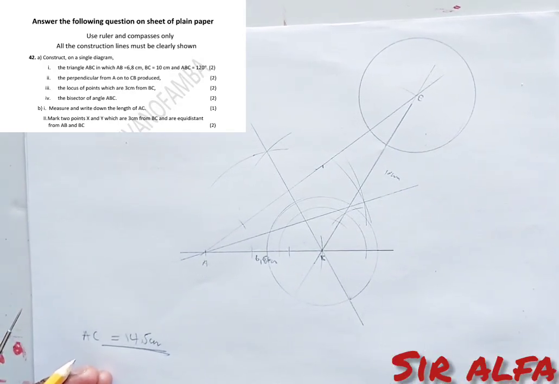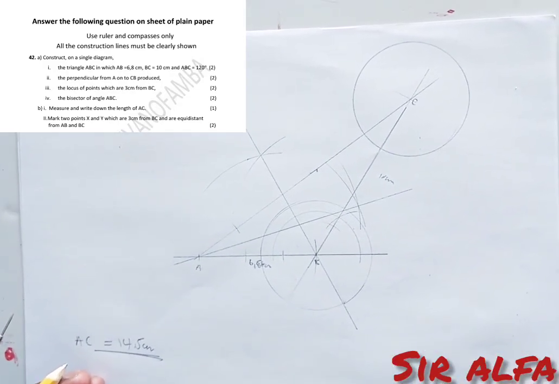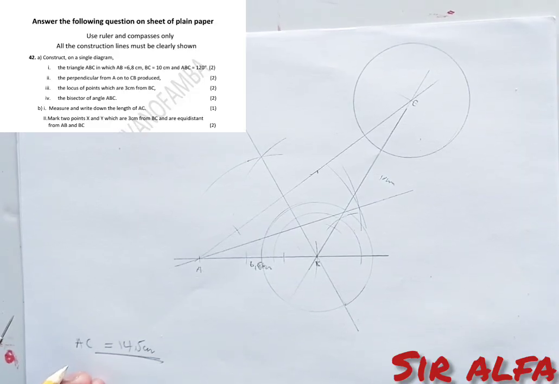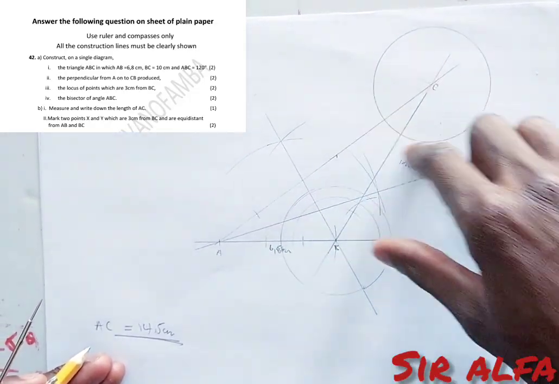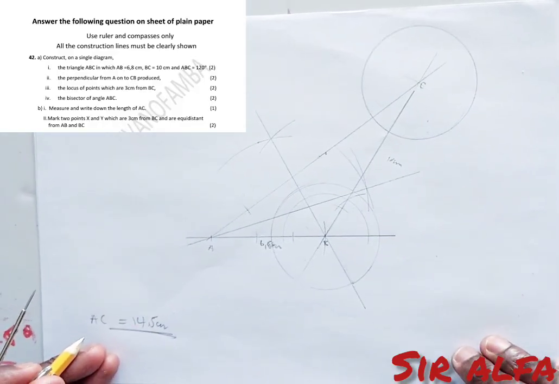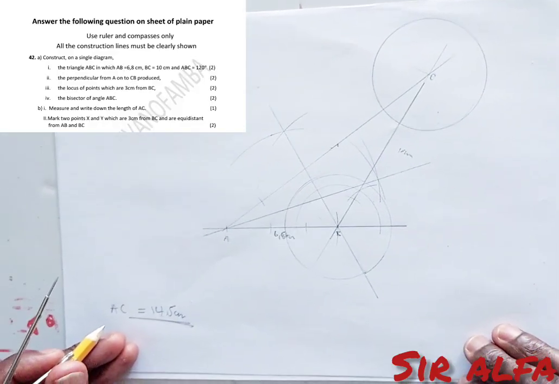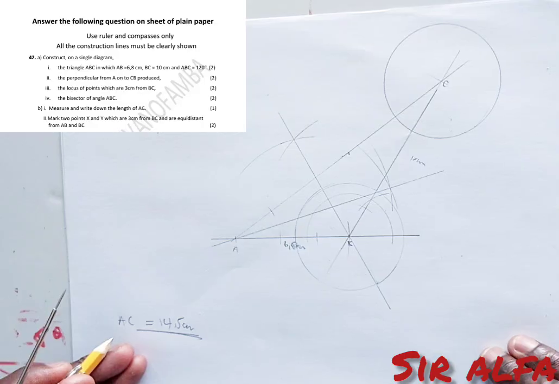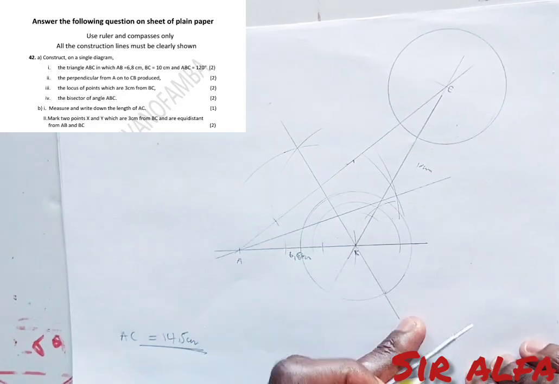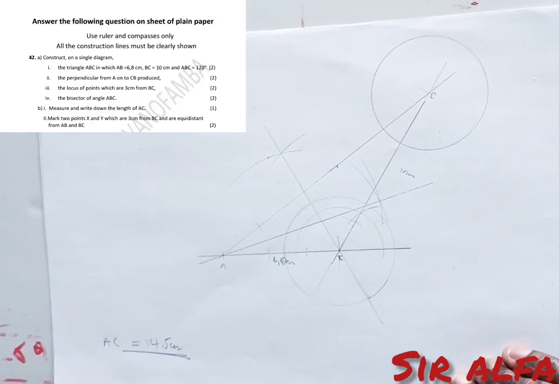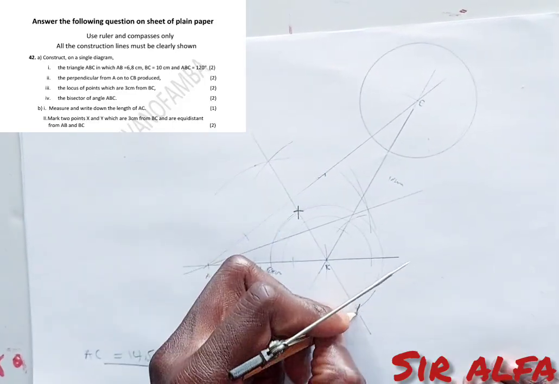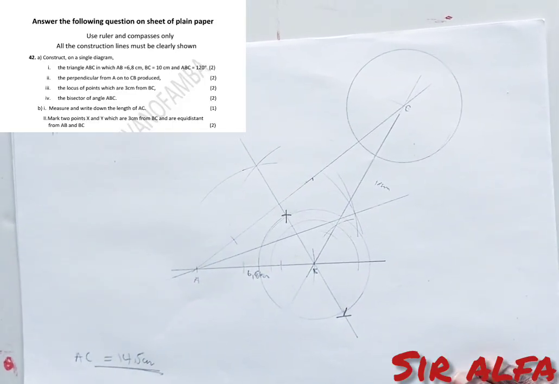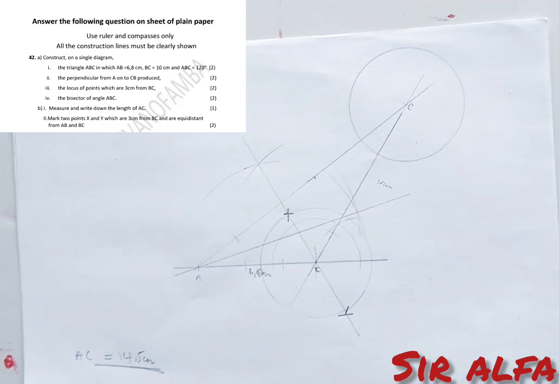Then the question requires you to mark 2 points X and Y, which are 3 centimeters from BC, which are on these circles, and which are equidistant from AB and BC. So we need to mark 2 points here. So where to mark these 2 points? I'll mark this as my X, this as my Y. So that's the first question of locus that you need to attend.